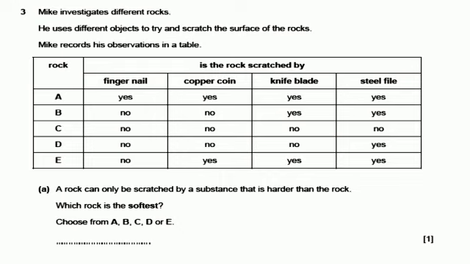Why? Because it can be scratched by the fingernail and the copper coin and the knife blade and the steel file.